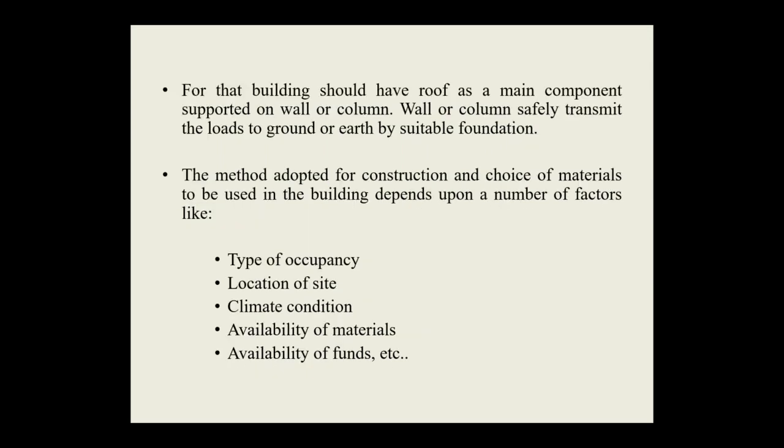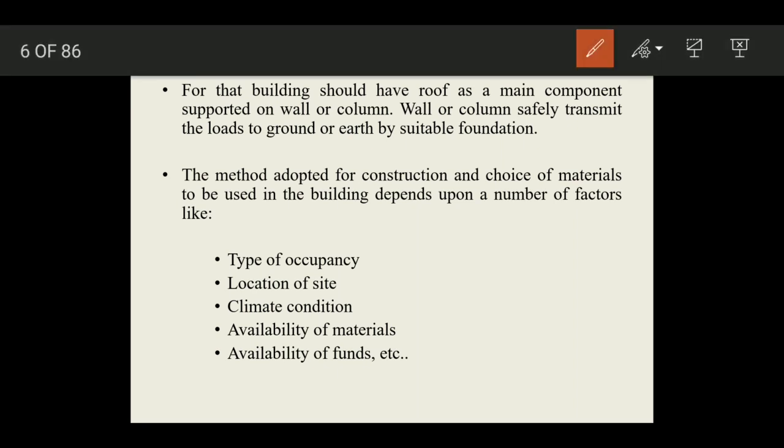So a building should have a roof as the main component, supported on a wall or column. A wall or a column transmits the load to the ground or earth by a suitable foundation. So the load is transferred from floor to beam, beam to column, and column to a suitable foundation.